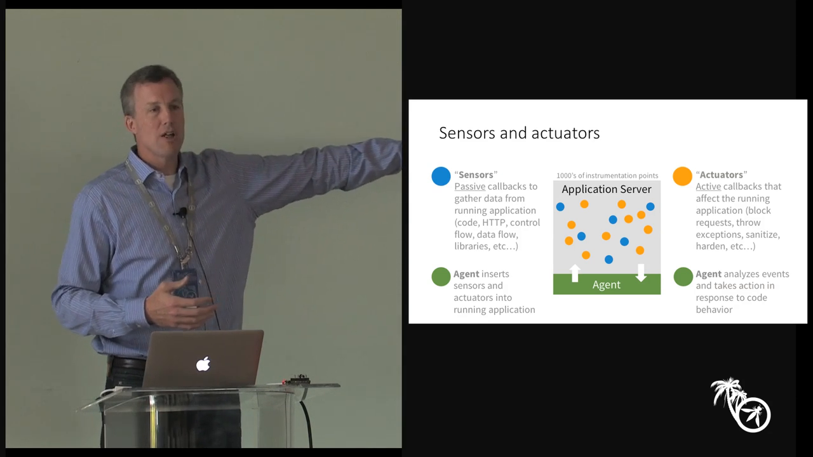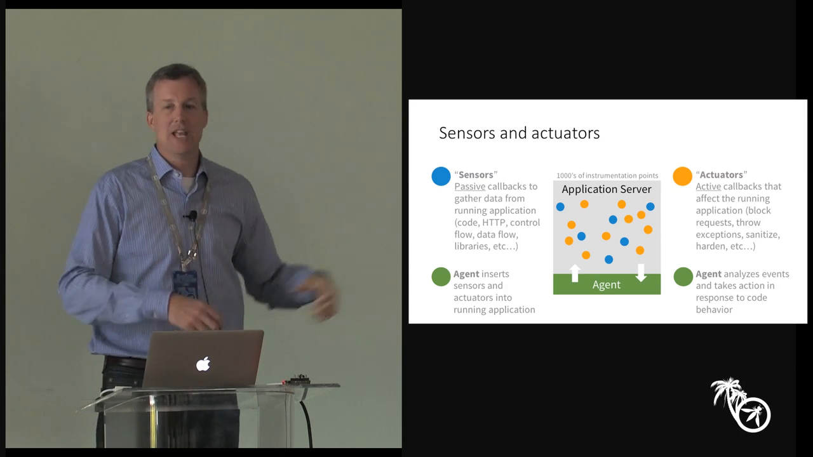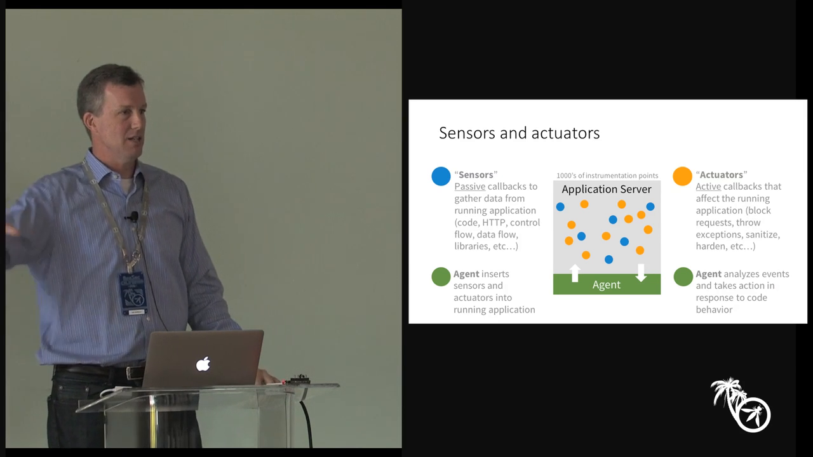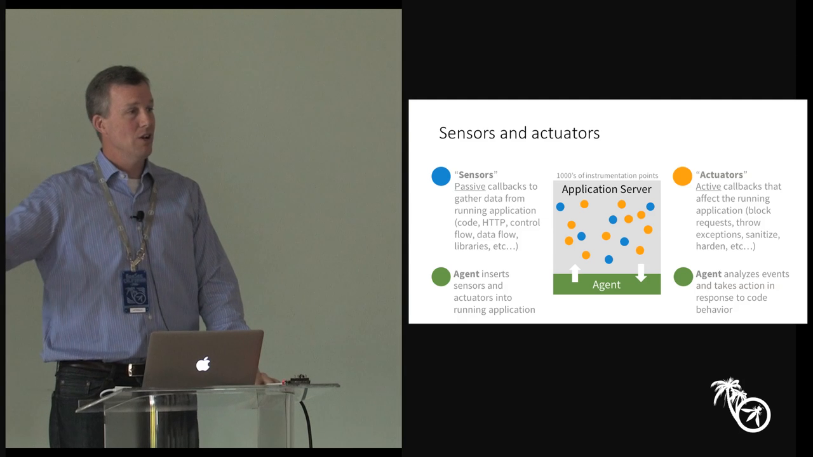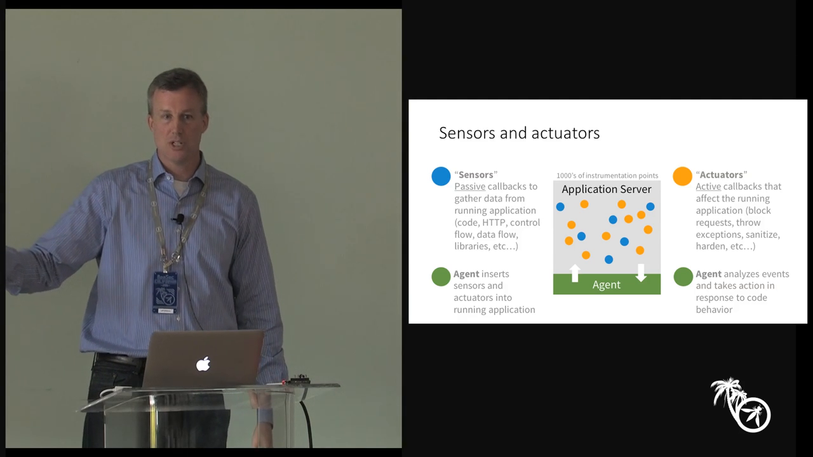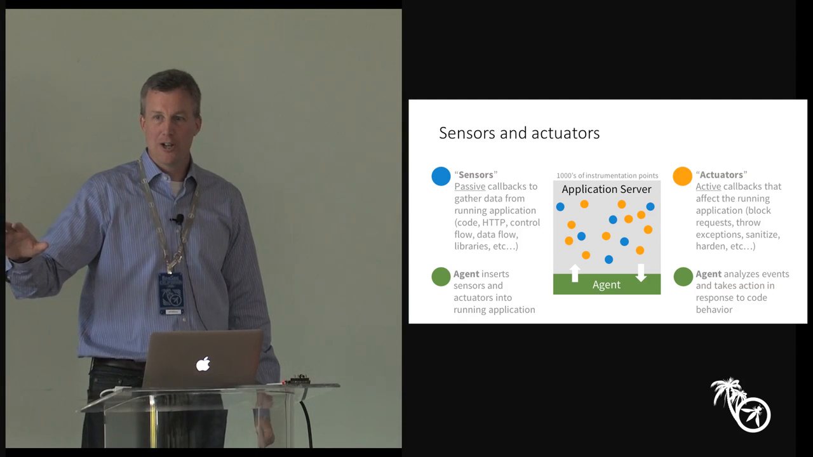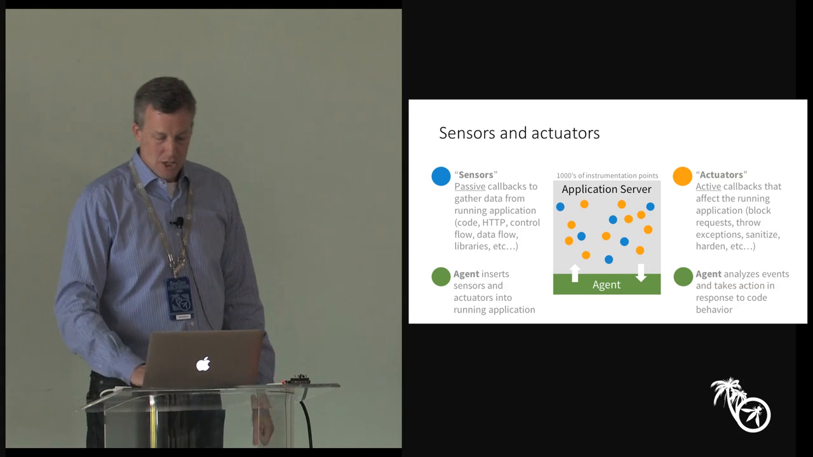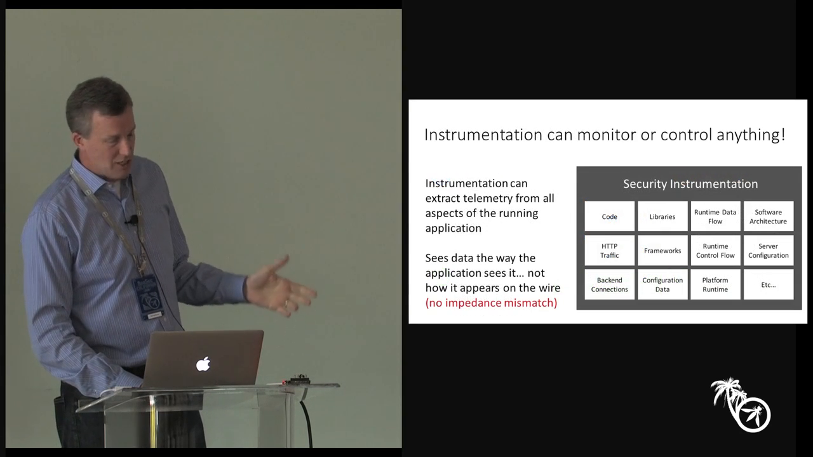So when the sensors run, they provide data to the agent. The agent can communicate that out to, say, a central console somewhere, sort of for command and control purposes. Everybody with me so far? Okay, so that's instrumentation. It's very powerful.